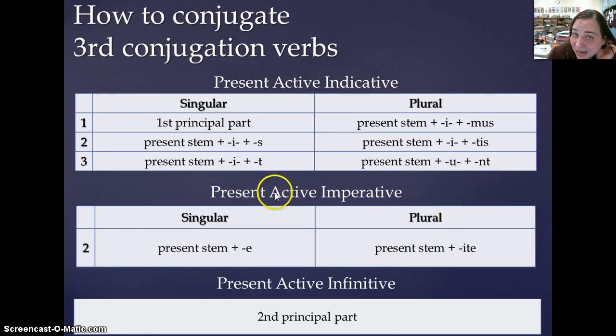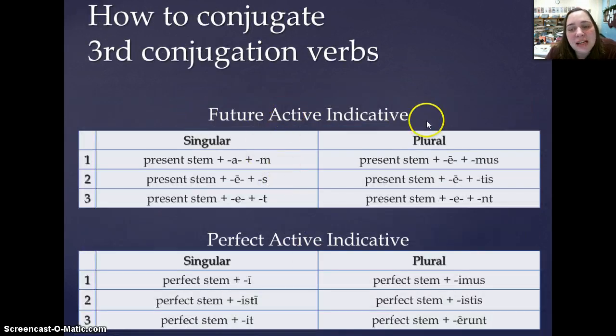To form the present active imperative, you need your present stem, and in the singular, you add an E, and in the plural, you add an ITE. There you go. Present active infinitive, second principal part. That's true for first and second conjugations. It's true for third.